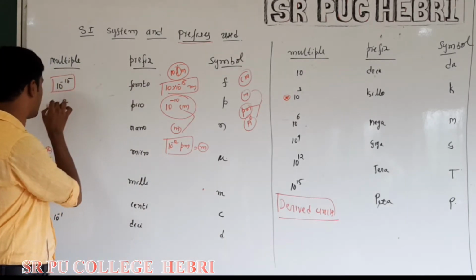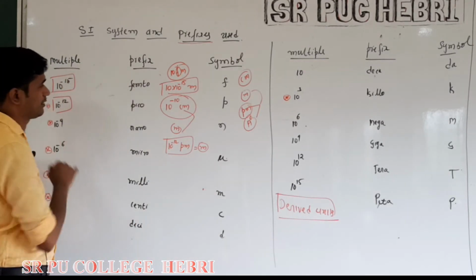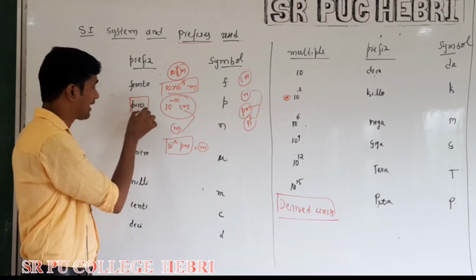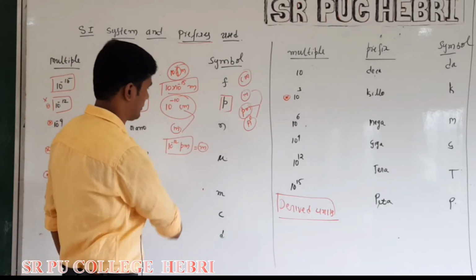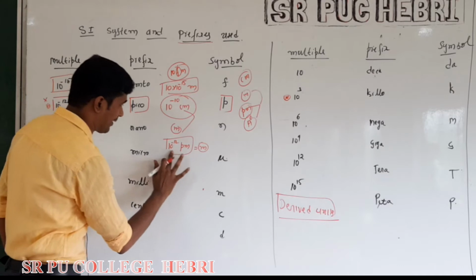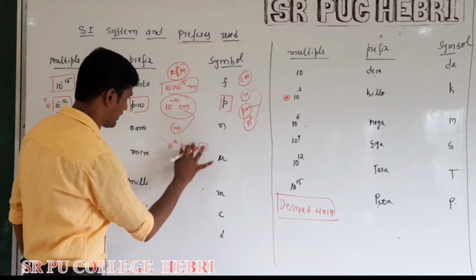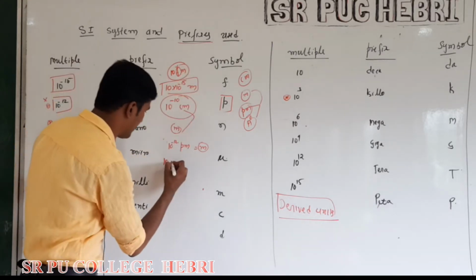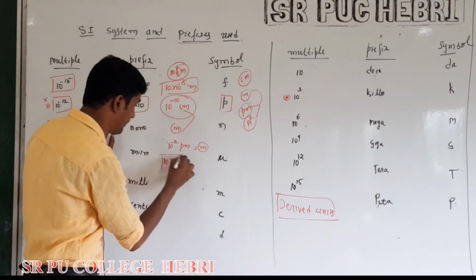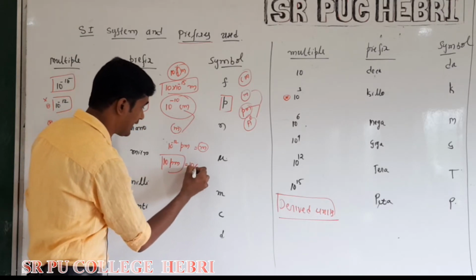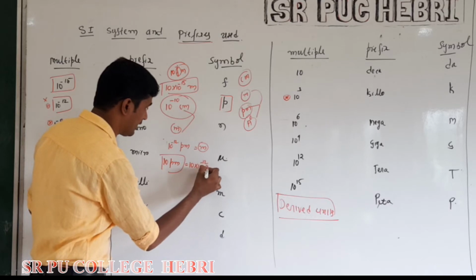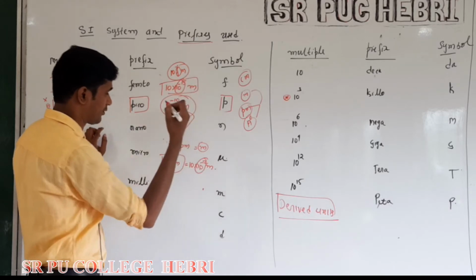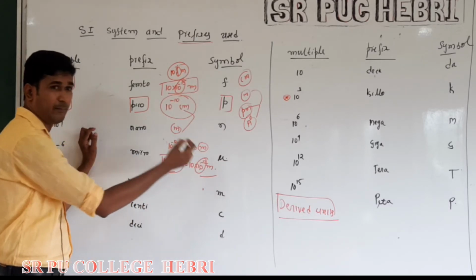Similarly, 10 raised to minus 12, this is very important, you remember this. The prefix is termed pico and its symbol is small letter p. For example, 10 pm, 10 picometer, is equal to 10 into 10 to the power of minus 12 meter. So, minus 15 is femto, this is pico. This is how you convert picometer into meter.